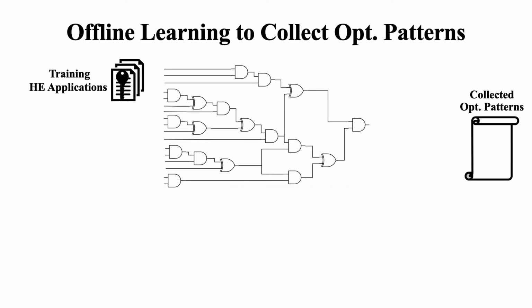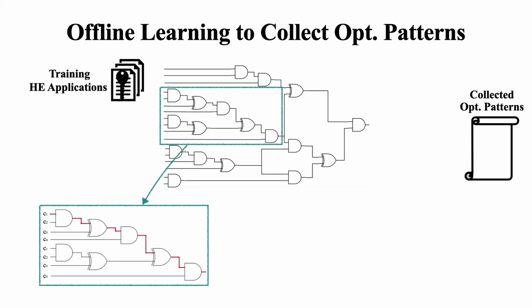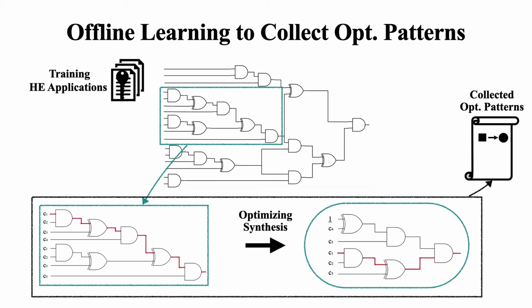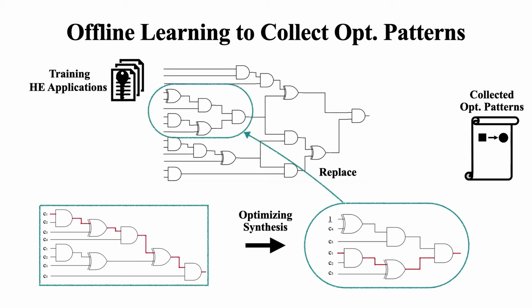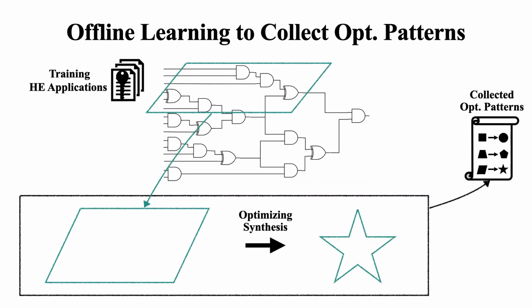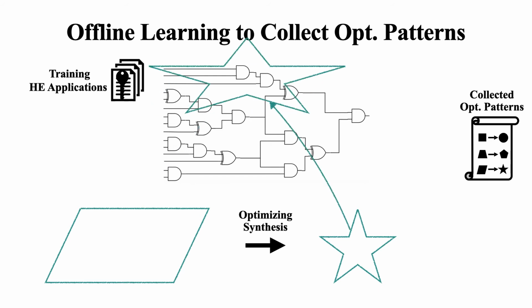Now, let's see how we learn optimization patterns. Basically, this process is almost the same with optimizing synthesis via localization. For training HE applications, we first select subpart to focus on and find a better circuit using optimizing synthesis. At this moment, if we succeed to reduce the multiplicative depth, we collect the pair of the circuit as a successful optimization pattern. Then we go on and replace the subpart to the new circuit. We repeat this process until there is no subpart to optimize.